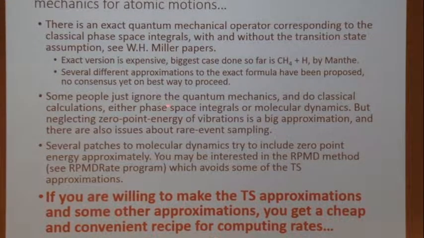Now, some people just say, forget it. Quantum mechanics is too much of a pain. Let's just do classical mechanics anyway. But it turns out that the 0-point energy effect is actually really pretty huge for kinetics. So it's not such a big deal for thermo, but for kinetics it's really enormous. So this is a big problem. And then the rare event sampling problem is very often a big problem for kinetics.